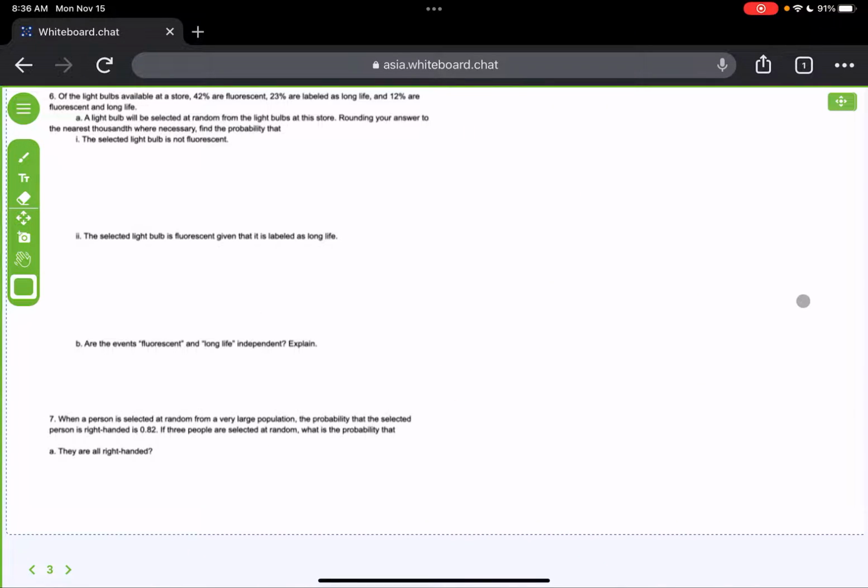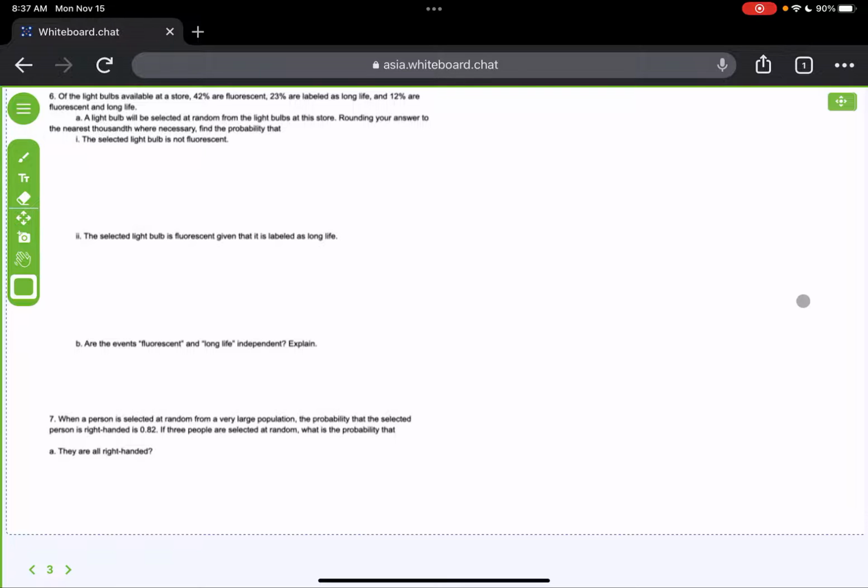Page 6. It says, of the light bulbs available at a store, 42% are fluorescent, 32% are labeled as lifelong, and 12% are fluorescent and lifelong. A light bulb will be selected at random from light bulbs at this store. Rounding your answer to the nearest thousandth where necessary, find the probability that the selected light bulb is not fluorescent.